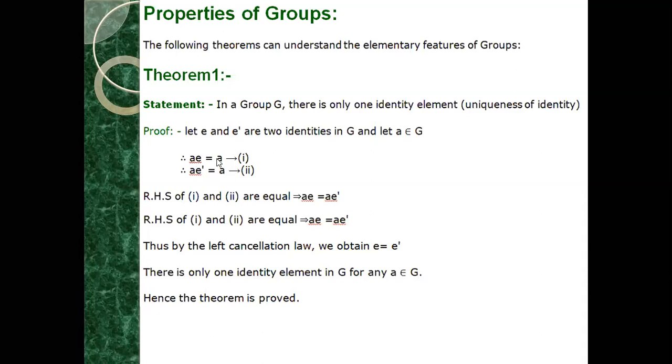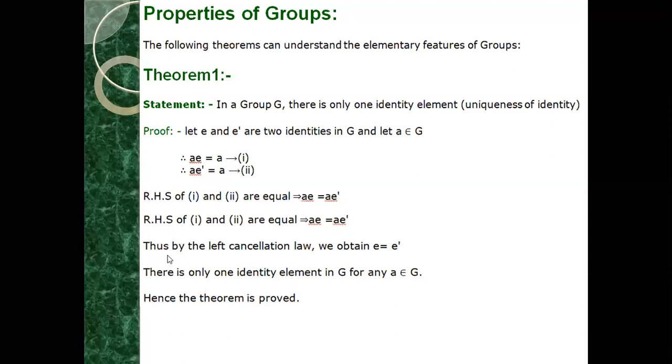AE is equal to A for the first identity element, and for the second identity element we apply the identity law. How can we write? AE dash is equal to A. Let it be equation 1 and equation 2. So the RHS of equation 1 and RHS of equation 2 are equal. So from that we can write the LHS of equation 1 and LHS of equation 2 are equal. So AE is equal to AE dash.